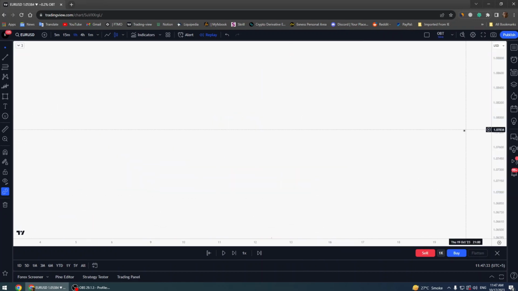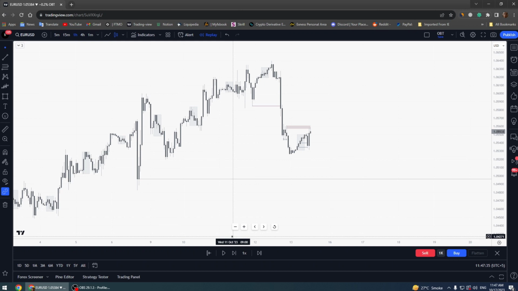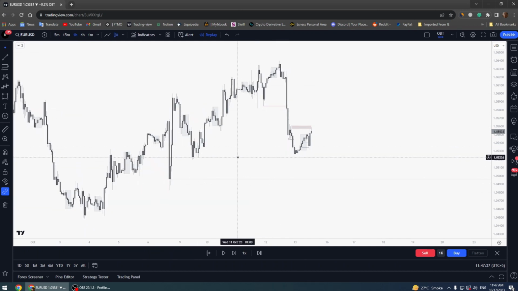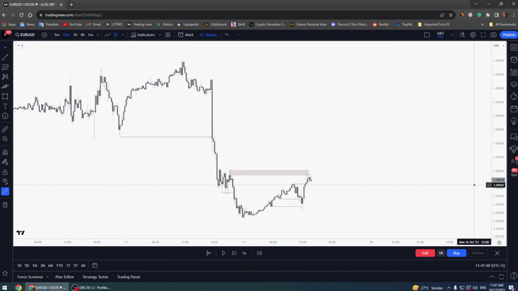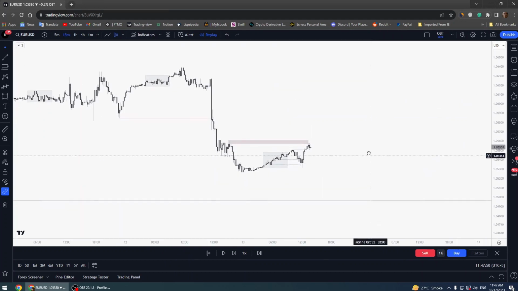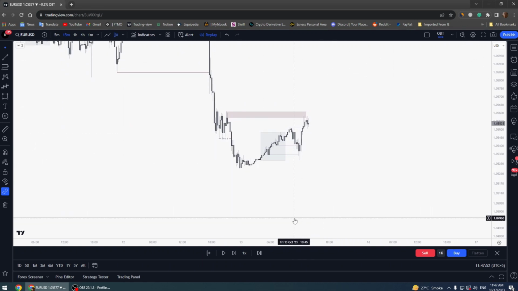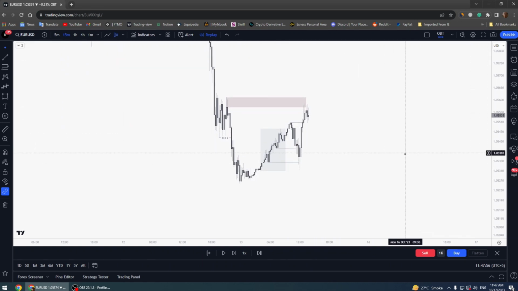So let's just go to our real chart and study what we understood. This is where I was looking for my actual trade take profit, and we're going to discuss that in a moment, why I like targeting this area specifically.